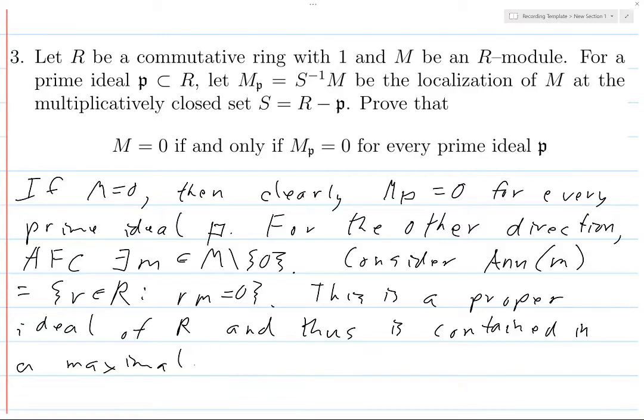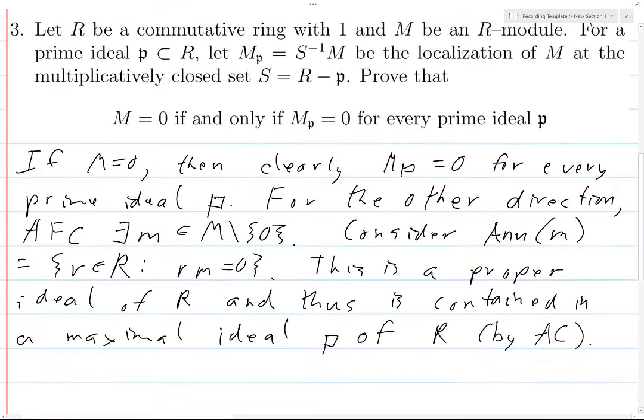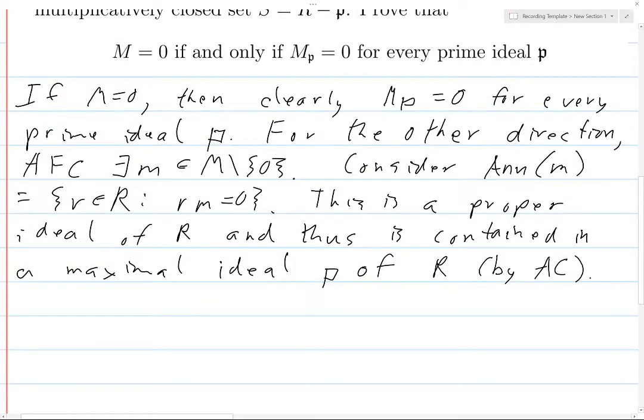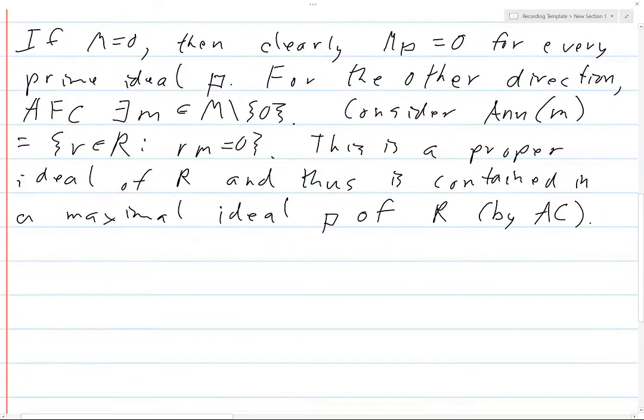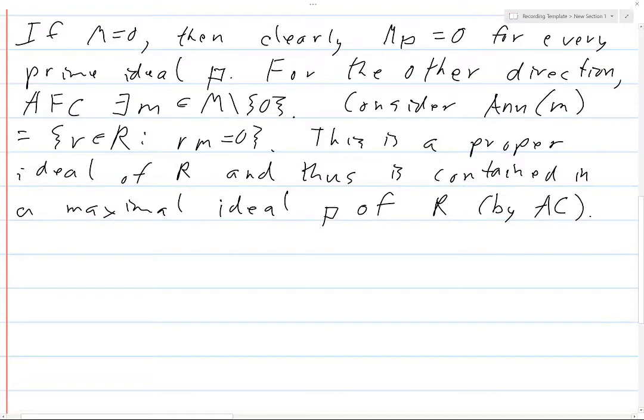So it's contained in a maximal ideal P of R, and I'm just going to add parenthetically here, this is by the axiom of choice. That's how we needed the axiom of choice to prove the existence of maximal ideals, the fact that every ring has a maximal ideal.